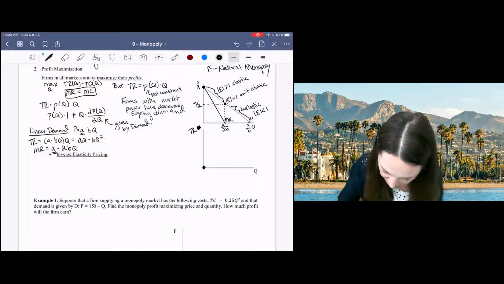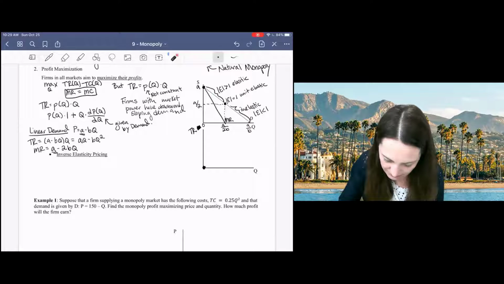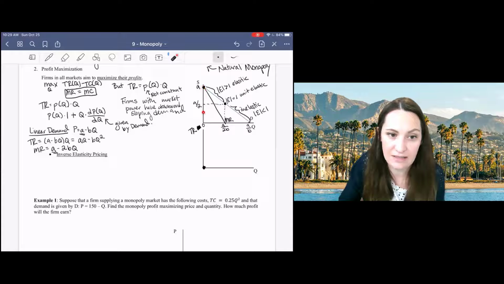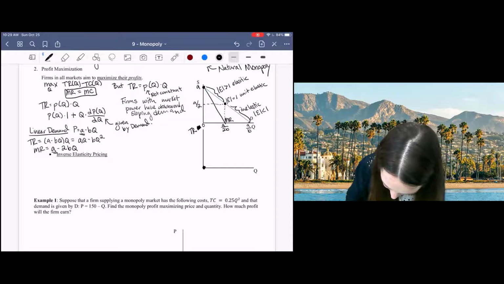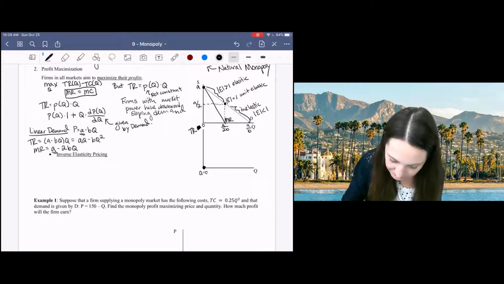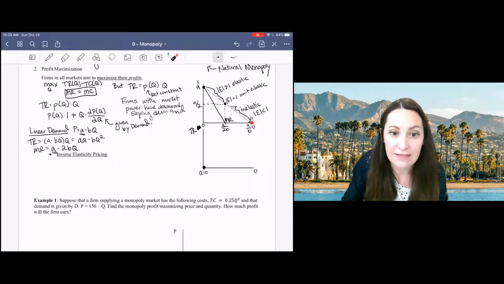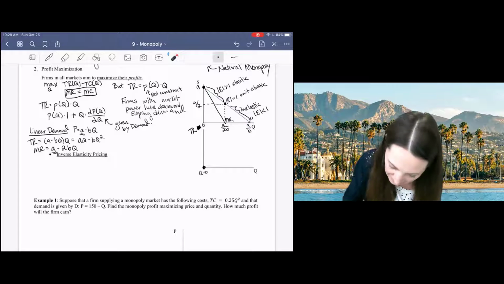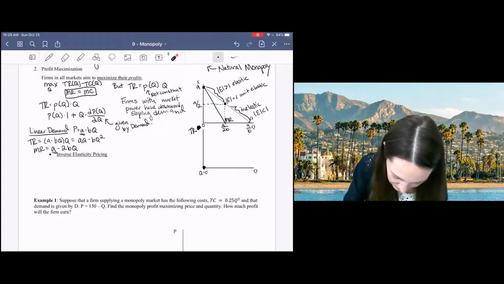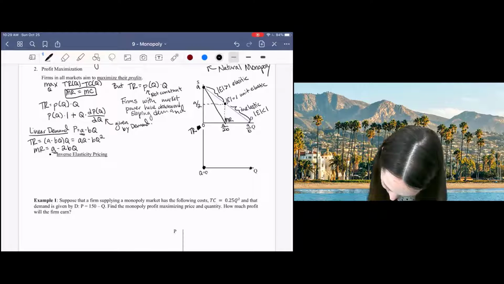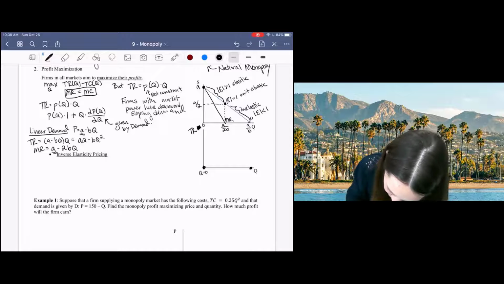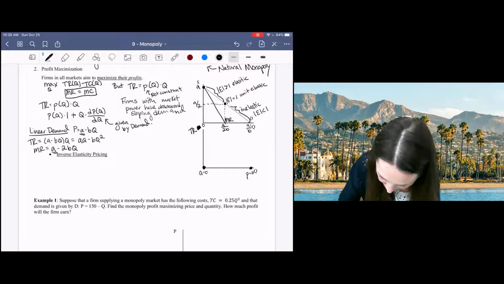So what I have, if I am here, I'm selling 0, and I'm charging a really high price and selling nothing. So I'm going to get no revenue, right? Total revenue would be 0 because quantity is equal to 0. If I go to the other end of the demand curve, way over here, I'm selling a ton, right? I'm selling a lot, but I'm charging a price of 0. So again, down here at the other end of the demand curve, my total revenue, price times quantity, is going to be 0 because over here price is 0.